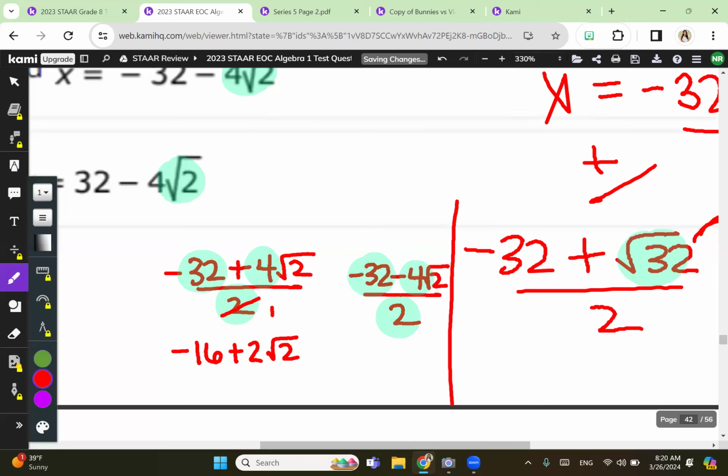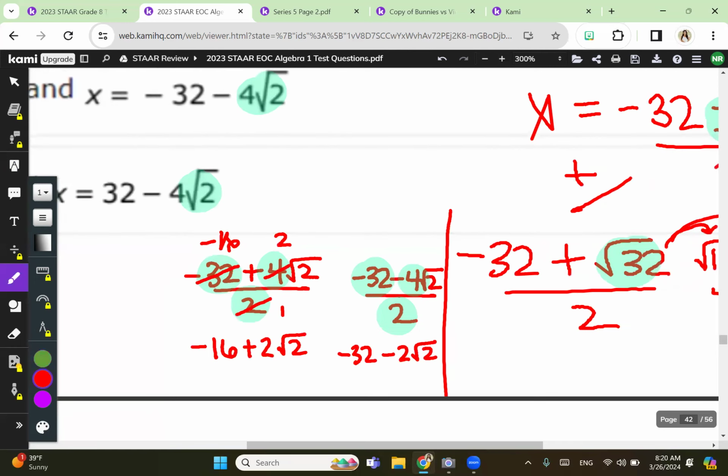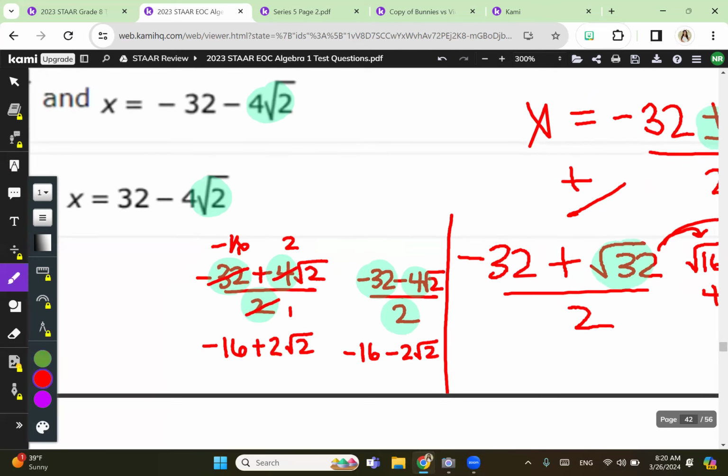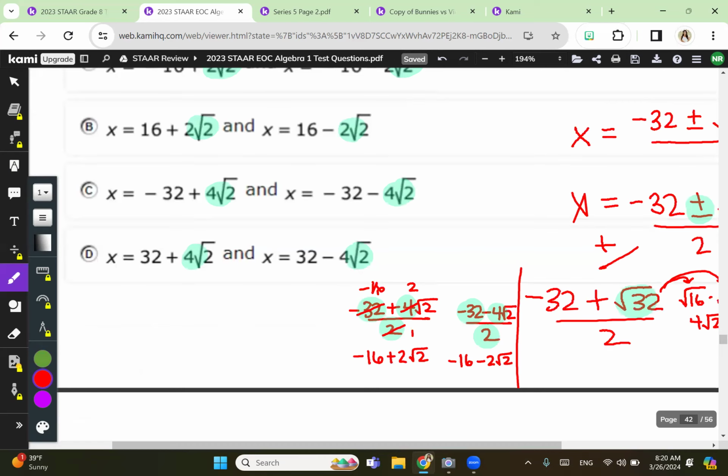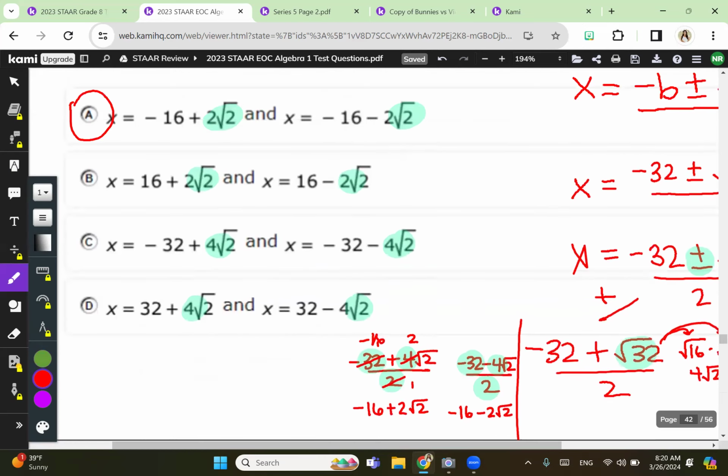So 2 divided by 2 is 1. 4 divided by 2 is 2. Negative 32 divided by 2 is negative 16. So you don't leave it over 1. Same thing over here. It becomes negative 16 minus 2 square roots of 2. So your answer is A. Your answer would be A.